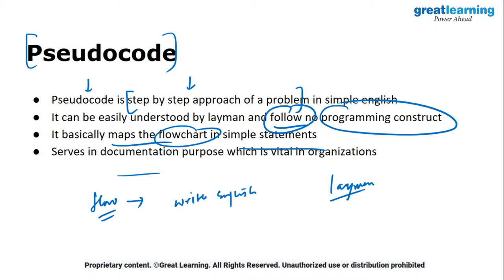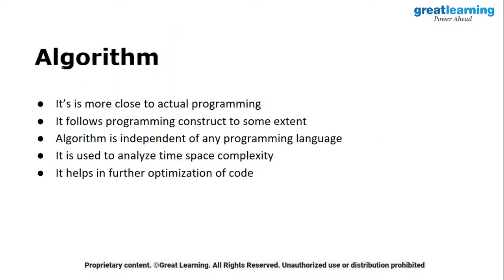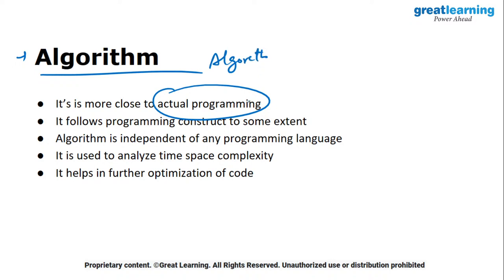Okay, cool. So now comes the thing wherein you write things that are more close to your programming language, but not the actual programming, okay? That part is known as algorithm. Here you will be using some programming constructs, like, now I'll be using a for loop, right? I will write for I to n minus 1, these are some programming constructs, okay? This is not actual programming, but it follows the programming constructs to some extent, right?